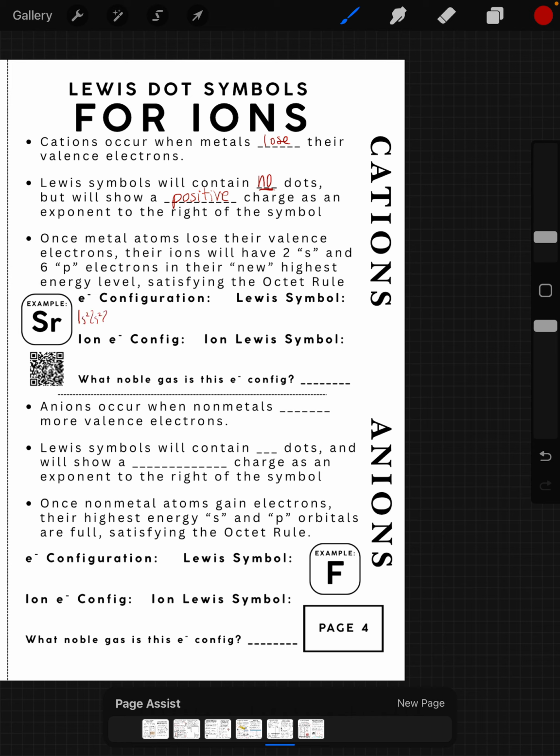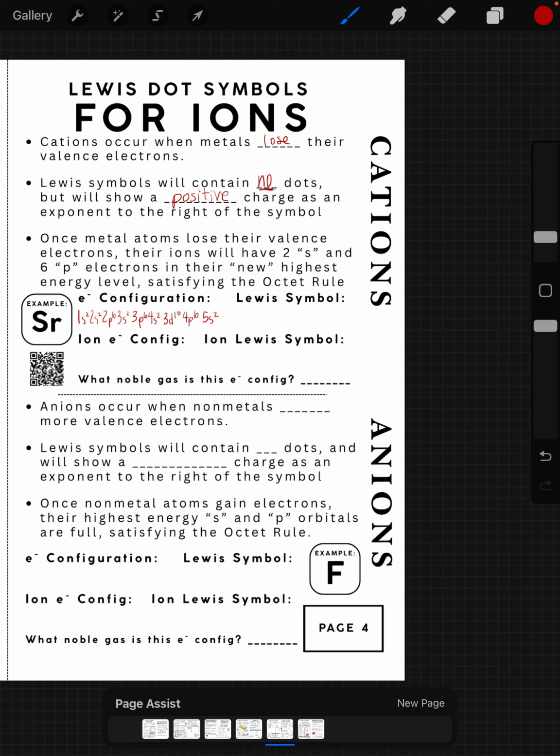1s2, 2s2, 2p6, 3s2, 3p6, 4s2, 3d10, 4p6, and then finally 5s2.